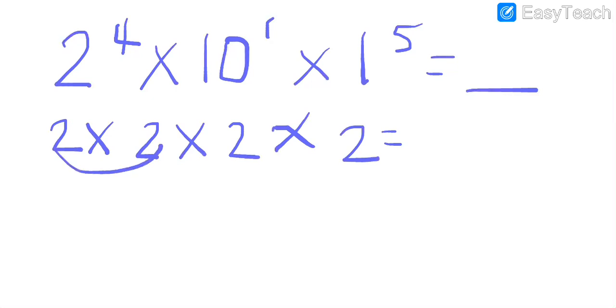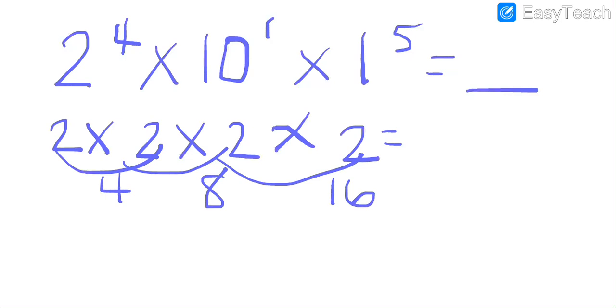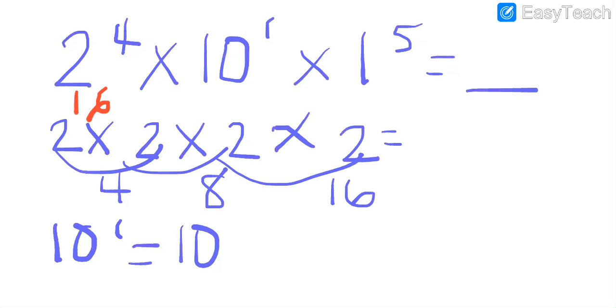All right, so we know 2 times 2 is 4. 4 times 2 is 8. And 8 times 2 is 16. So I'm going to change my color and just write that down so I remember. All right, so this gives us 16. Good. All right, next one. If we have 10 to the 1st power, that just means we have 10 one time. Oh, well, hey, we can do that. All right, so let's write that down. 10. Excellent.